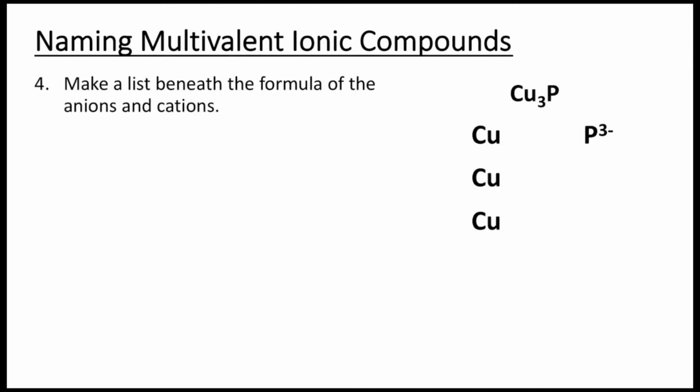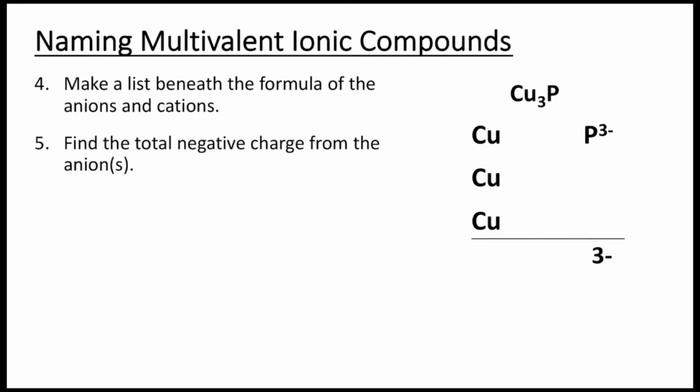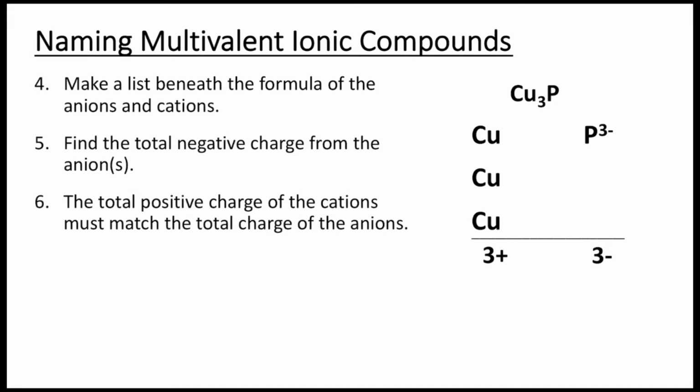So our fourth step is to make a list beneath the formula of the anions and cations, remembering that anions are negative, cations are positive. So in this case, phosphorus only has the 3- charge. Based on the subscript, we need 3 separate coppers to distribute the charge. And this should total to the negative charge to balance it out and make it 0. So 3+ plus 3- would be an overall charge of 0. So the total positive charge of the cations must match the total charge of the anions.